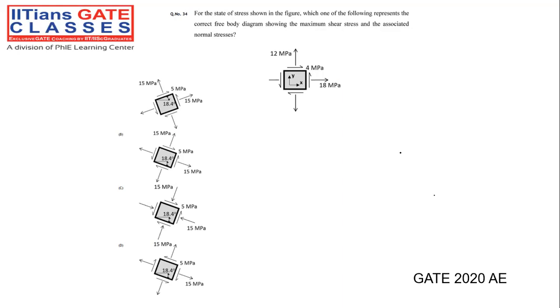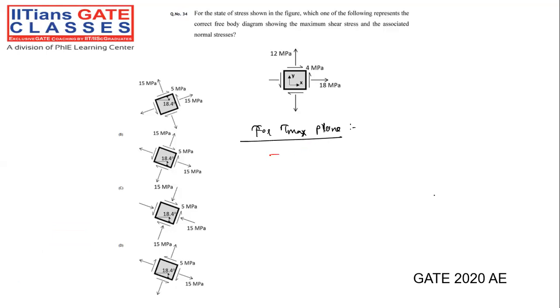For the state of stress as shown in the figure, which of the following represents the correct free body diagram showing the maximum shear stress and associated normal stress? Right. So one of the very important questions, one of the important GATE PYQ problems. See, try understanding. Again, it is a very easy one. First of all, we need to find tau s theta, for the maximum tau s plane. For the tau maximum plane, we must be able to understand what is the location of the plane.